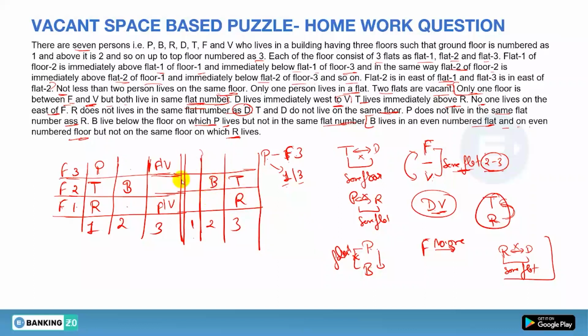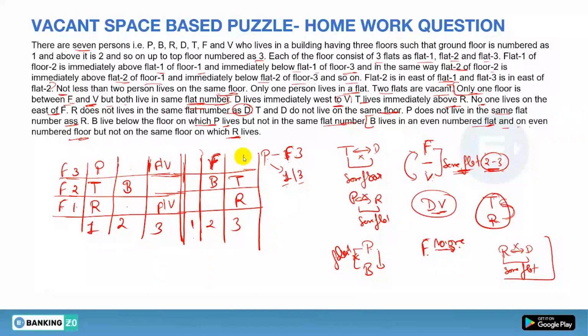Now we have to put the same things here. First of all we need F and V on the same flat of floor number 2 or 3. So it is only possible in these two positions. And to the east of F there should be no one, so F can't be here. So V must be here. Sorry, F must be here.